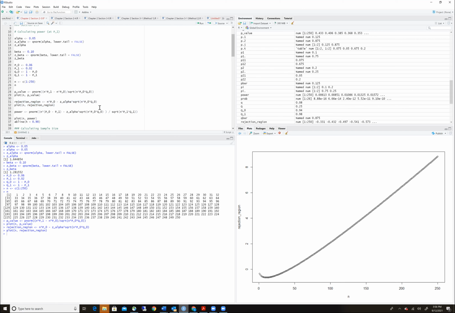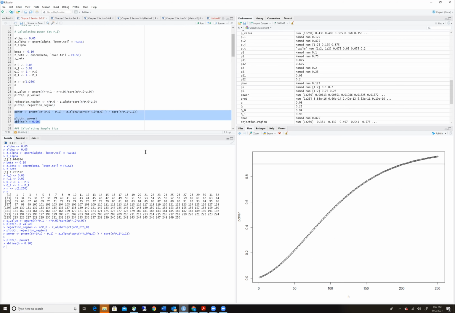Okay. And if I wanted to calculate the power, there's a nice formula for power. So let's see how power and sample size are related. All right. So here, as my sample size increases, power also increases. So essentially, if I was doing this and I wanted a power of like 90%, right? I'm really not achieving that until I have around 200 people, right?